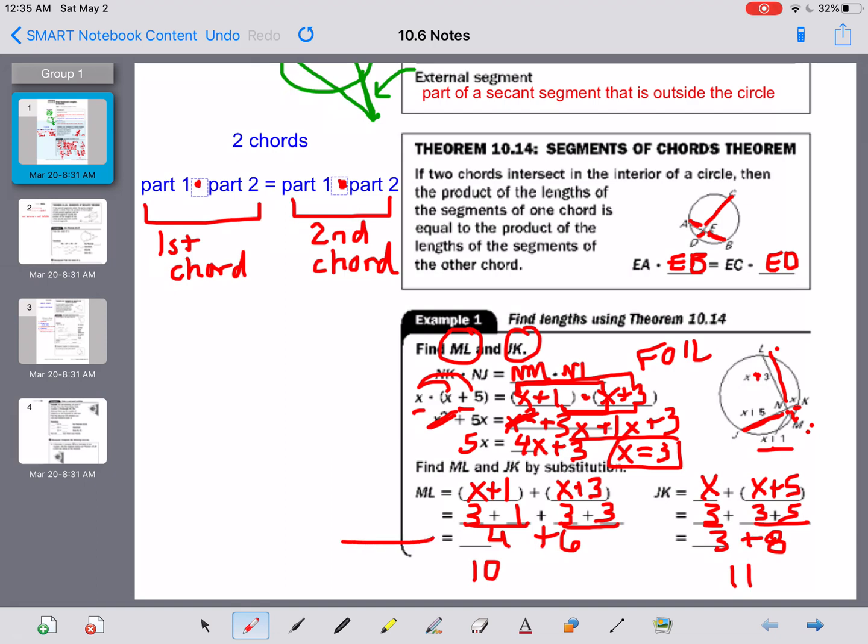So if I go back to this line right here and I say 4 times 6, that's 24. I look over here on the right side, I have 3 times 8, that's 24. So that checks with my theorem. The parts of one chord multiplied together equal the parts of the other chord multiplied together. But the chords themselves are not the same length. That's important to realize: it's their multiplication that should be the same, not necessarily their length. All right, let's move on to page 2 and our second rule.